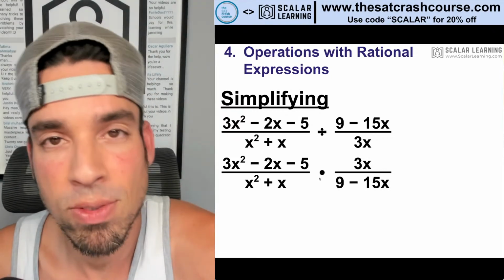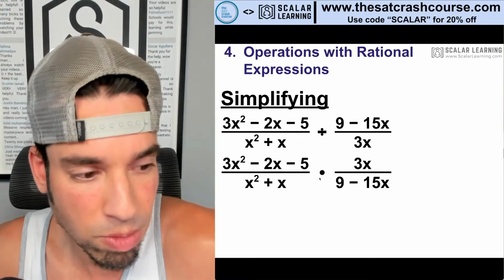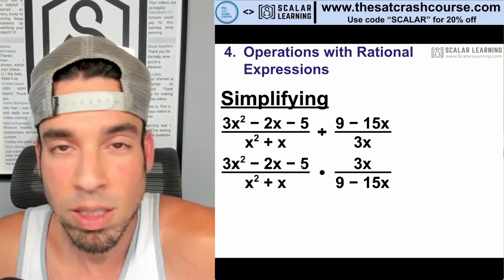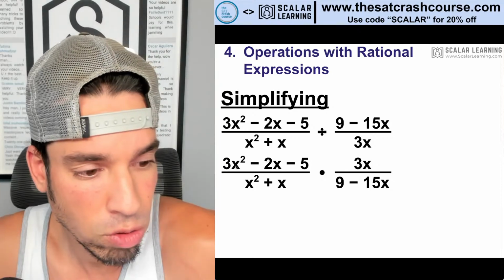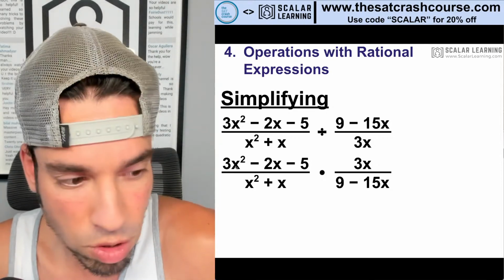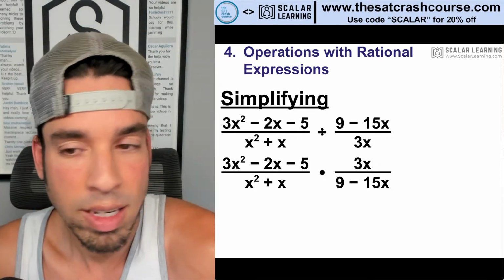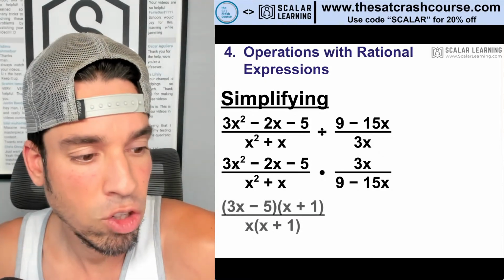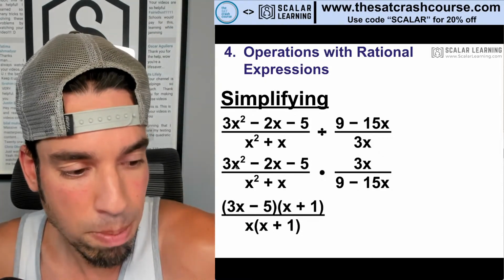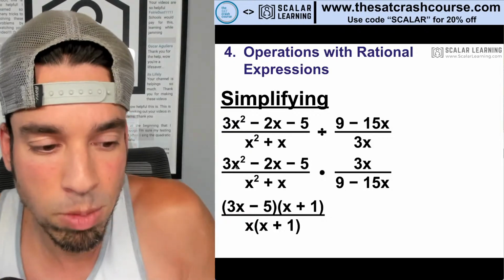The next step is factor as we simplify. So again, this polynomial on the top left, it's got a leading coefficient. You need to use star method. I'm not going to go through all of star method right now. Again, but using star method, you're going to get this beautiful binomial times binomial, 3x minus 5 times x plus 1.